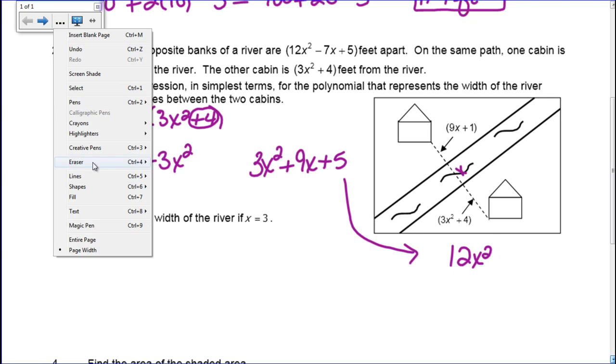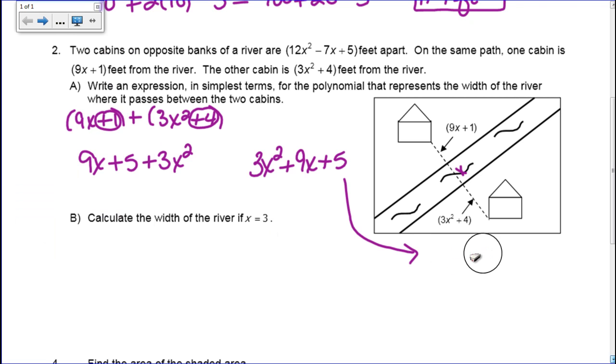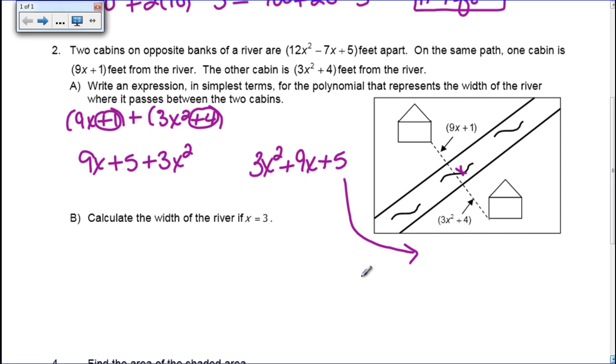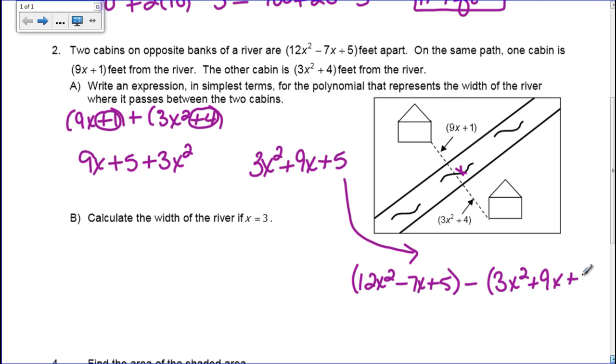I need more space than that. So let's fix this so I have plenty of room to do what I need to do. My total distance across the river is 12x squared minus 7x plus 5 feet. That is all the way across from cabin door to cabin door. My two cabins are sitting this far from the river, their total distance.